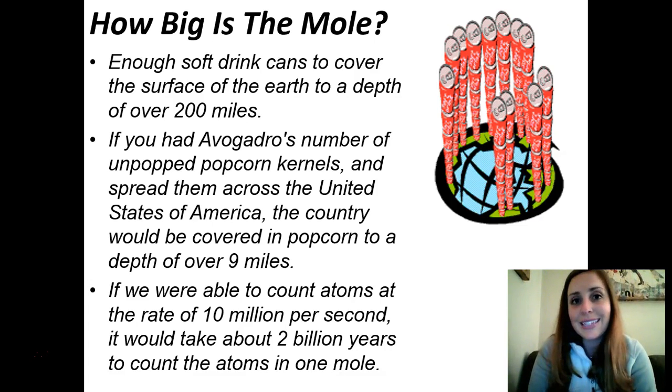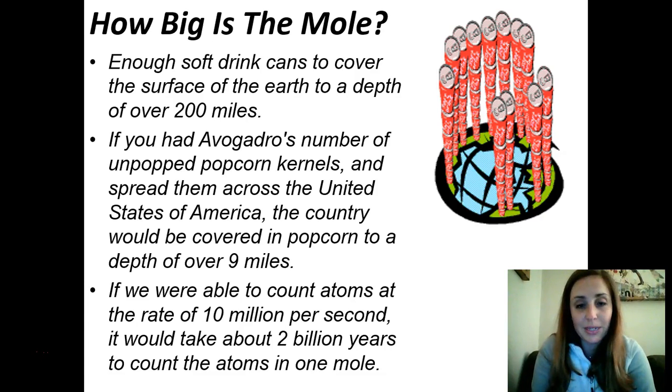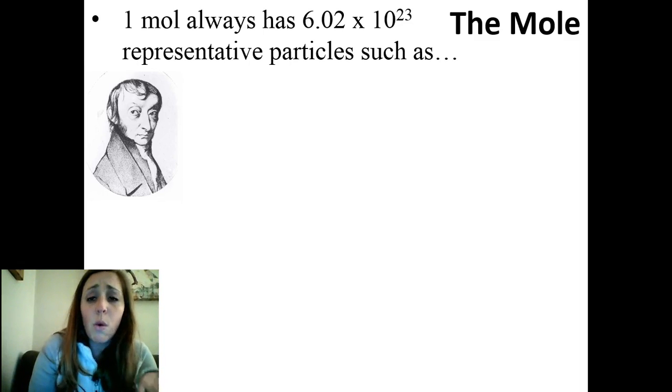And again, the reason we need something so big is because the atom is so small that we need a whole heck of a lot of them to do anything on the human scale. So 1 mole, as we said, always has 6.02 times 10 to the 23rd representative particles, or things. Well, what are those things?